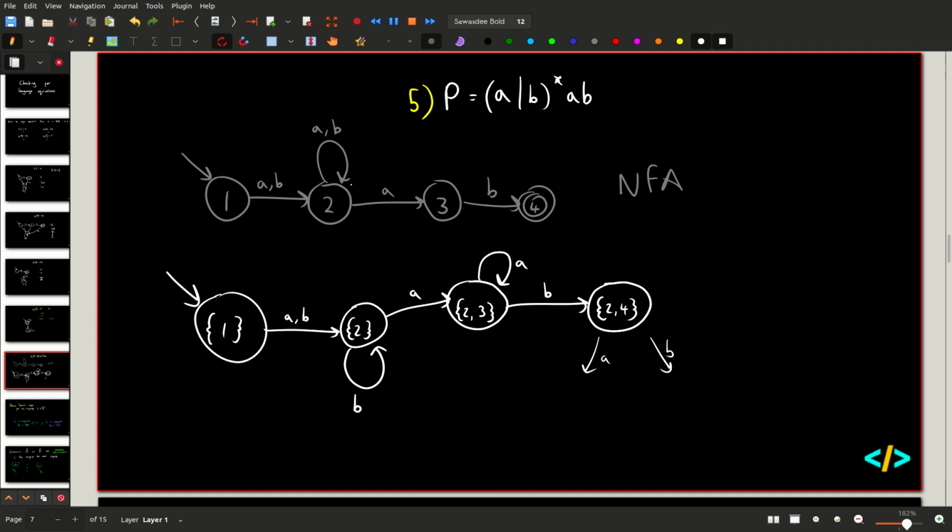We're going to look at where we can get to from 2, 4 if we take in an A or if we take in a B. So from 2, 4, taking in an A, we can get to 2 or 3. Good. And then what about if we take in a B? Yeah, we can just get to 2. Okay, so this is our total DFA for this regex.